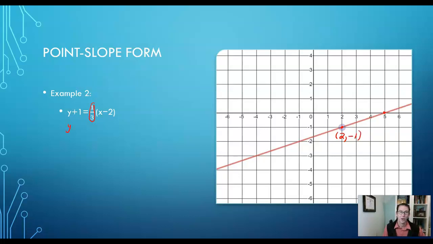So let's check our equation. This would be y minus a -1 is equal to 1/3 times x minus 2, and everything matches up. It's a little bit different to see a y minus a -1, so I'm going to write that as y plus 1, and then you'll see that our equation does match up. Let's do another one.